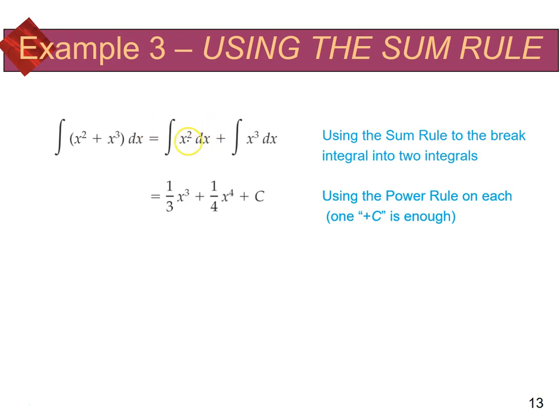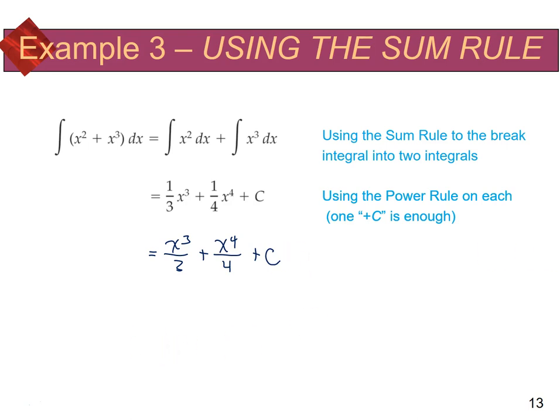So the integral of x squared dx is x to the 3rd power divided by 3, or times 1/3, whichever way you want to accept it. And the integral of x cubed is x to the 4th times 1/4. You could also, again, think of them as x cubed divided by 3 plus x to the 4th divided by 4 plus c. It really depends on the textbook you're looking at, who writes it.